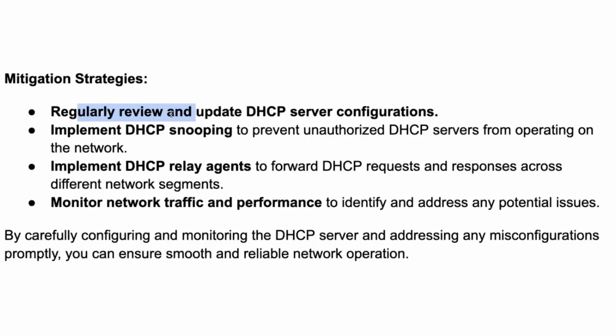The first would be to regularly review and update your DHCP server configurations. Implement DHCP snooping to prevent unauthorized DHCP servers from operating on your network or even trying to connect or establish themselves on your network. Implement DHCP relay agents to forward the DHCP requests and responses across different network segments, and monitor the network traffic and performance to identify and address any potential issues.